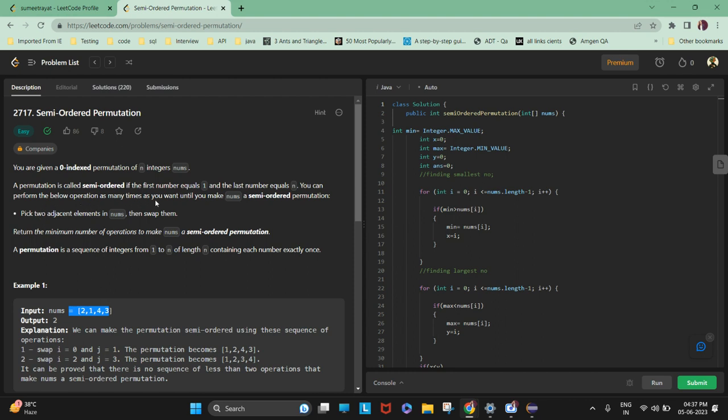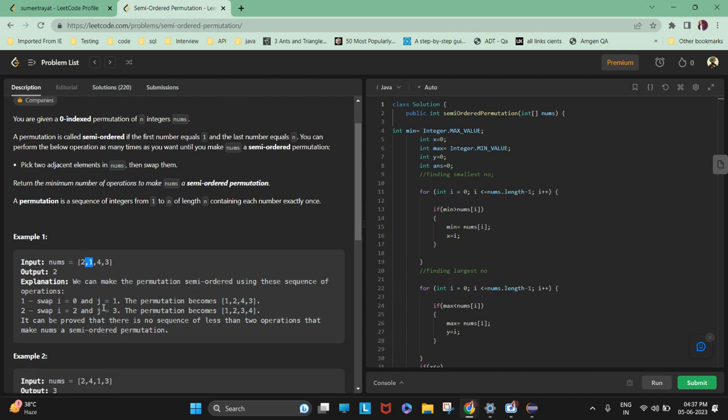You can perform the below operation as many times as needed until you make the permutation semi-ordered: pick two adjacent elements and swap them. You always have to pick two adjacent elements and swap them. If we pick 1 and 2, after swapping 1 is the first element, which we want, but 4 is still not at the end. So swapping 4 with 3, now 4 is the last element, which is the nth element, the largest element. So after two swaps, the first element is in the first place and the largest element is in the last place.